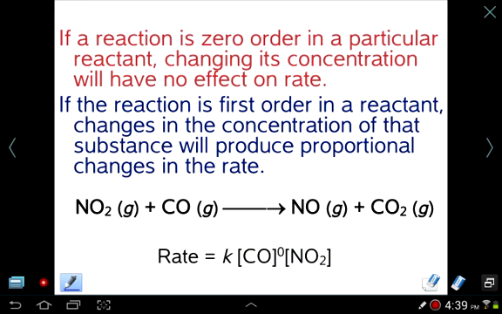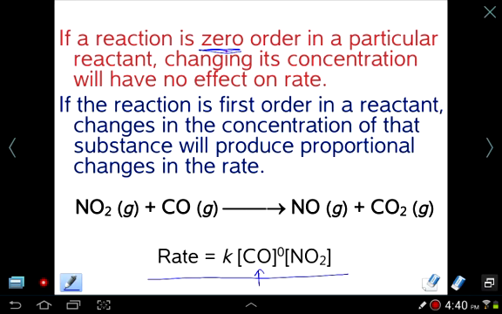Finishing up, let's talk a little more about what these individual orders mean. It's possible for a reaction to be zero order in a specific reactant. What this means is that the concentration of that reactant has no effect on the rate. So, for example, if you analyze this equation, if this reaction is to the 0th order, no matter how you change it, if you decide to double it, whatever new number you put in here for the concentration of CO, that to the 0th power gives you 1.